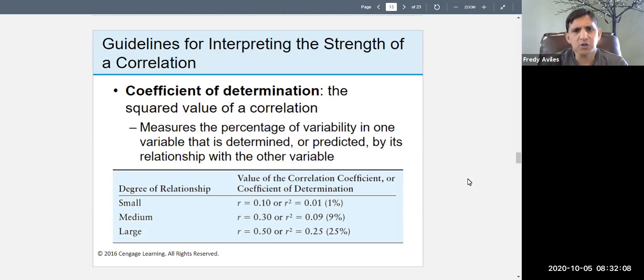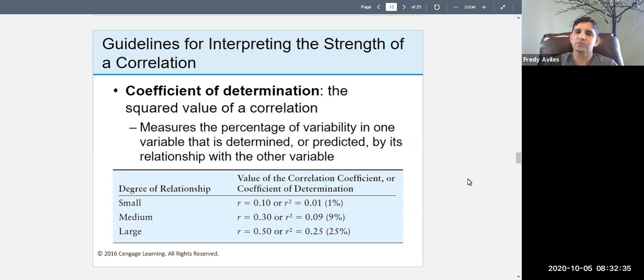Guidelines for interpreting the strength of the correlations. So how do you know how strong your correlation is? Okay. So you do know already, I told you already, that the closer it is to +1 or -1, that means the correlation is strong, okay? It's stronger the closer it is to +1 or the closer it is to -1. The closer it is to 0, the weaker it is, right? You should know that from Psych 101 already.